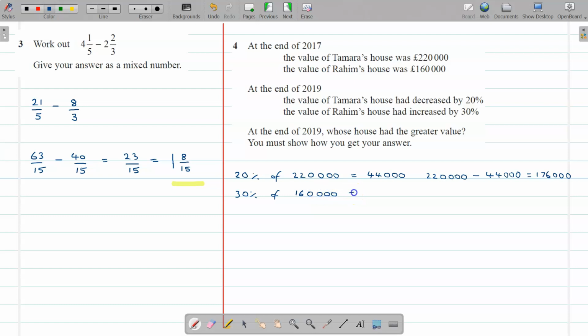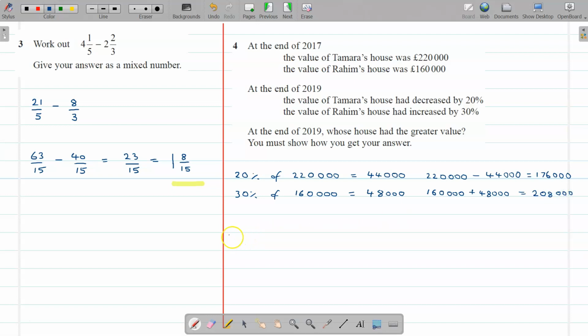And of course that equals 48,000. And then I'm going to add that on. So I've got 160,000 plus 48,000. And that comes to 208,000.